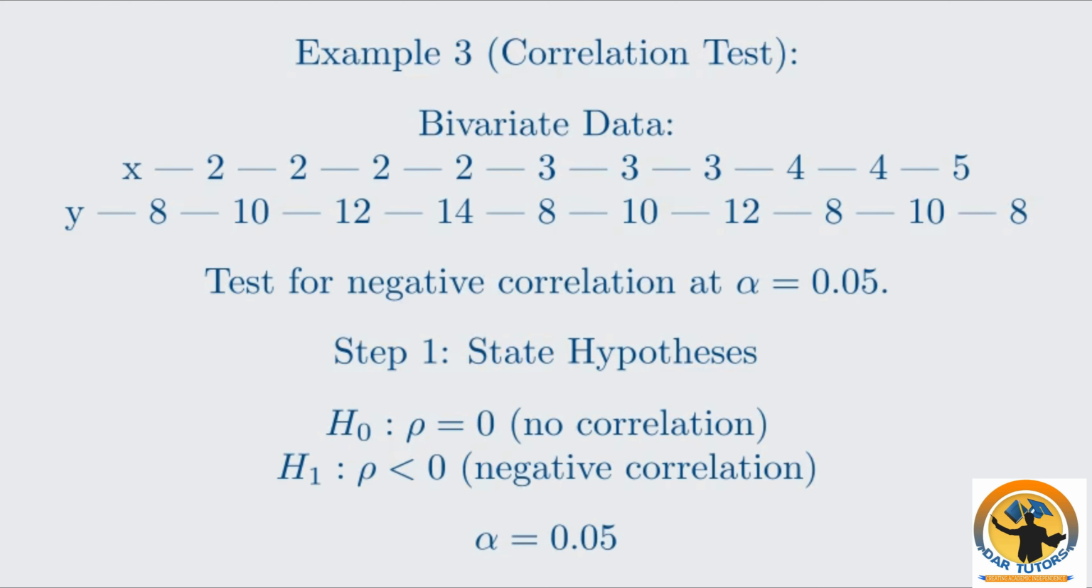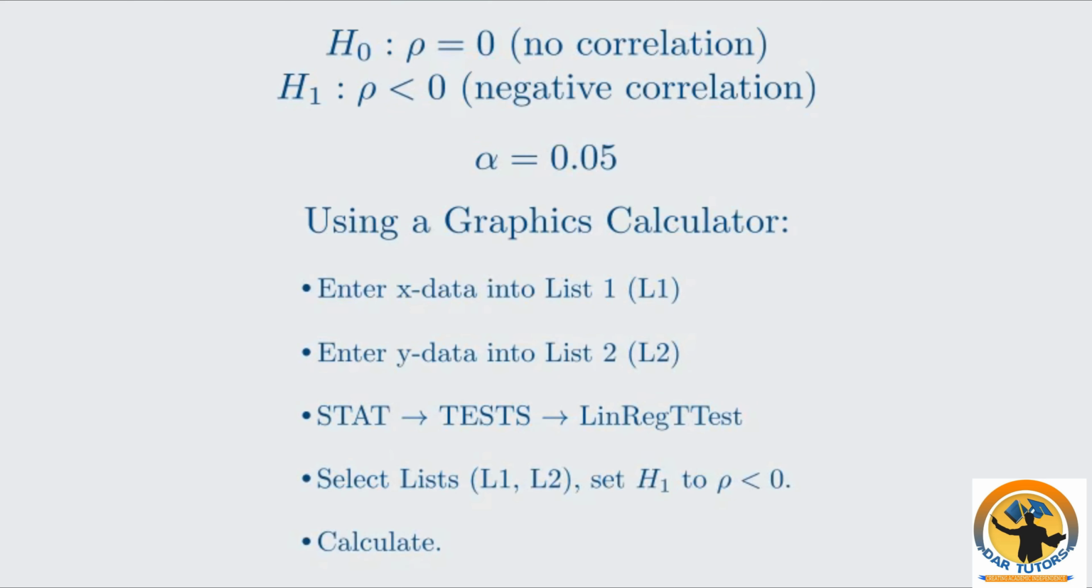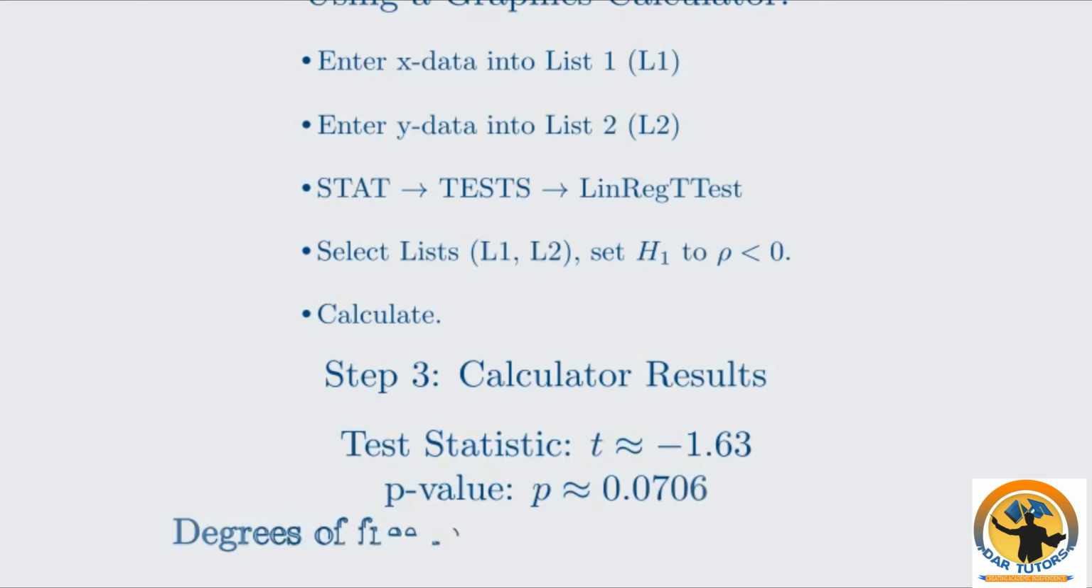First, input the X values into one list, e.g. L1, and the Y values into another list, e.g. L2. Once the data is entered, navigate to the Stat menu, then Tests, and select the lin-reg t-test or t-test for regression line. You will be prompted to specify your lists and your alternative hypothesis. For this test, make sure to select the correct alternative, then select Calculate. The calculator will output a lot of information.